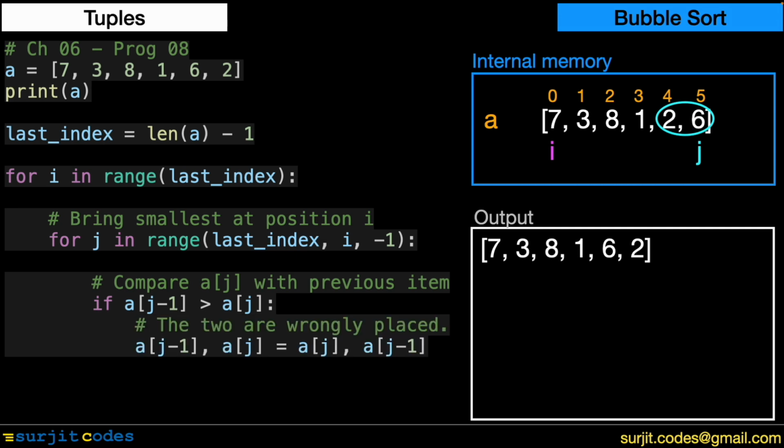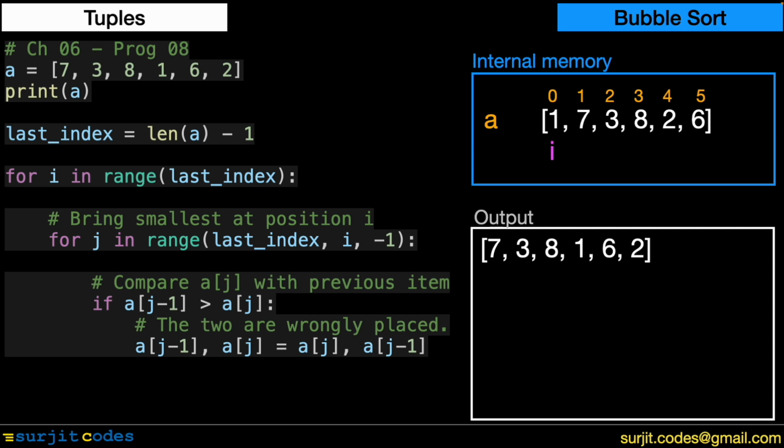6 is greater than 2, so we swap them. In the next iteration of j, we find that 1 and 2 are already in order. We skip the if statement. In the next iteration, we compare 8 with 1 and swap them. In the next iteration of j, we swap 3 and 1, and in the last iteration of j, we swap 7 and 1. All iterations of j are over.